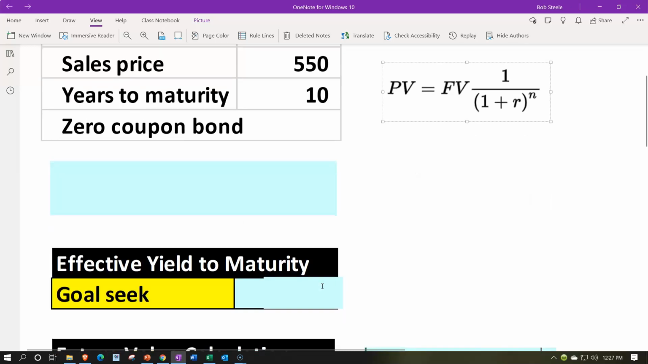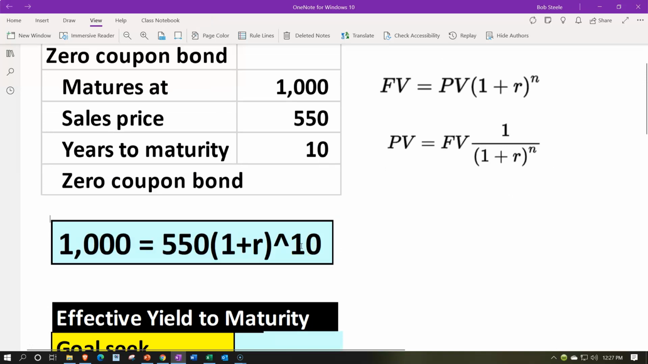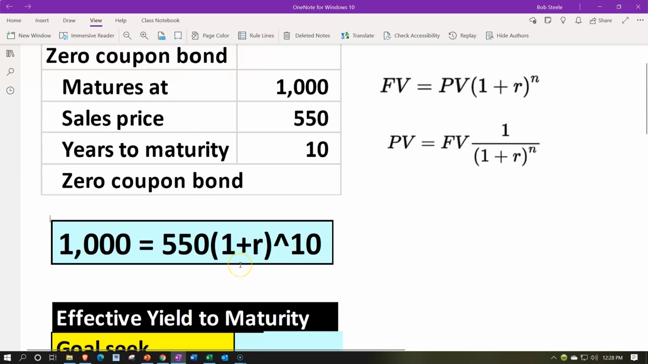We'll also take a look at it in a few other methods here. But for example, if you consider the future value calculation, we could say, I know what the future value is. It's going to be 1,000 at the end, equals the 550, which is the present value, where it stands at this time because that's the price, times 1 plus R, where R is the yield to maturity that we don't know, to the power of 10. And then we can, of course, solve for R as the unknown. We could do that algebraically.